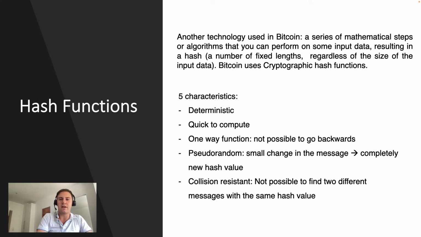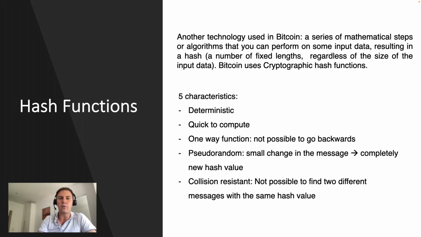These hash functions have five characteristics. One is deterministic, meaning the same message always results in the same hash. So if you say hello and you hash this value, it will always have the same result. Second, it is quick to compute the hash value from any given message, so you can easily go forward. You can always hash a new message very easily and quickly.